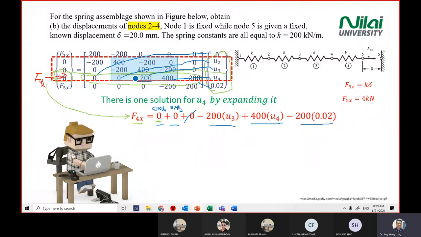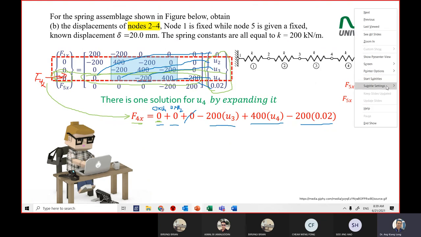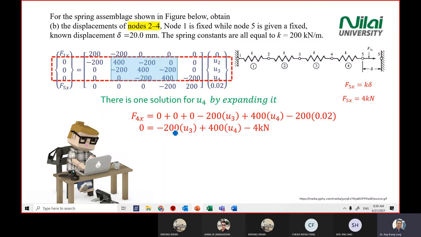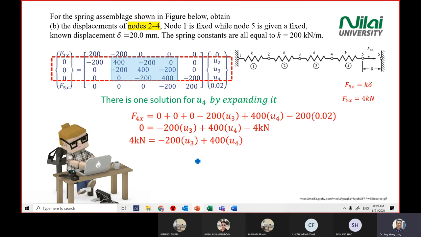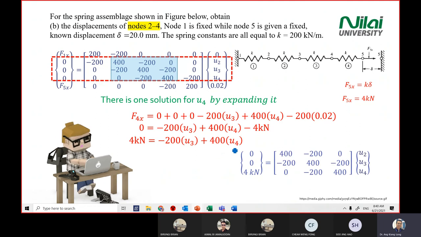Okay, so from here, you get one equation. Then you rearrange the equation. 0 equals negative 200 u3, 400 u4 and minus 4k. What we are trying to do here is solve using a matrix method, or you can solve using five simultaneous equations as just now. This is one of the ways. So we rewrite the equation so that we can rearrange the blue color section into this one. Okay, so this is F equals KD.